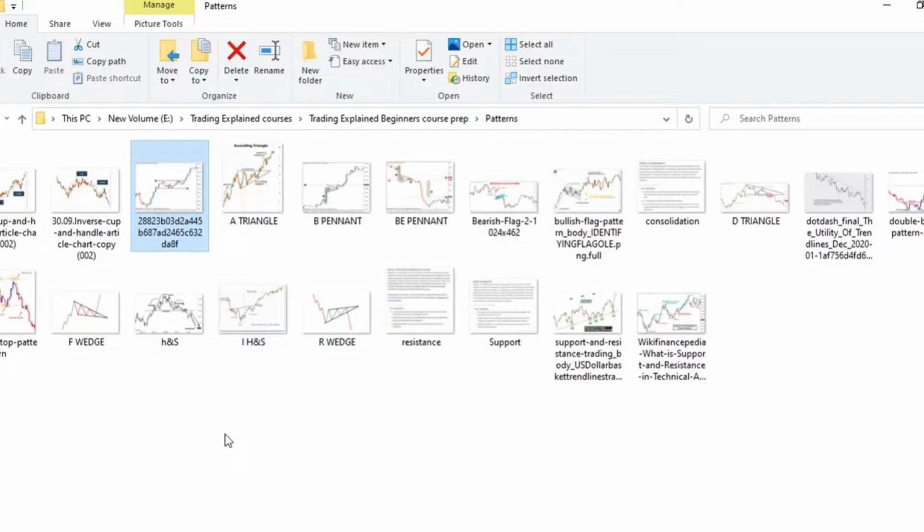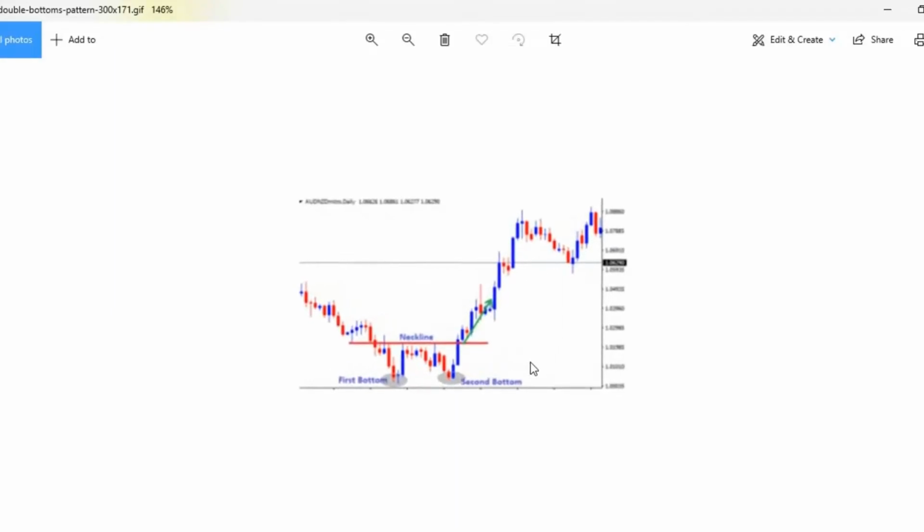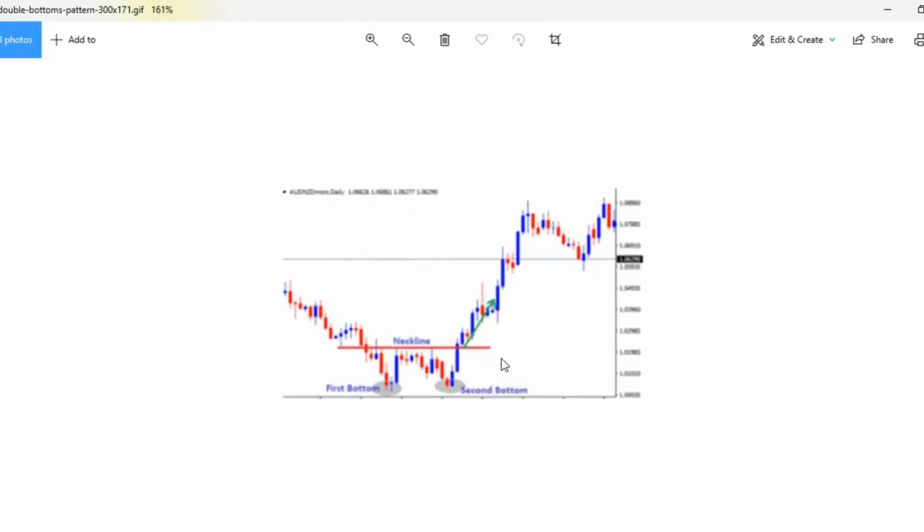To start off with the patterns, we'll start with double bottom patterns. All right. So what exactly are patterns? Now, to understand patterns, you have to think of them as a collective number of candlesticks coming together to form a representative image of something that we can analyze and take trading decisions upon.